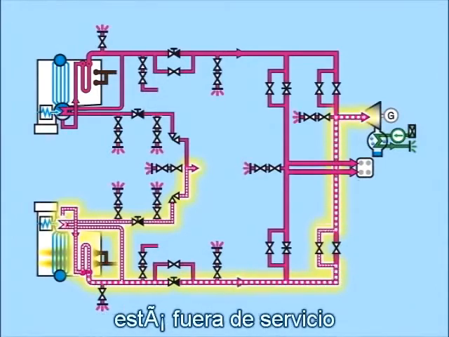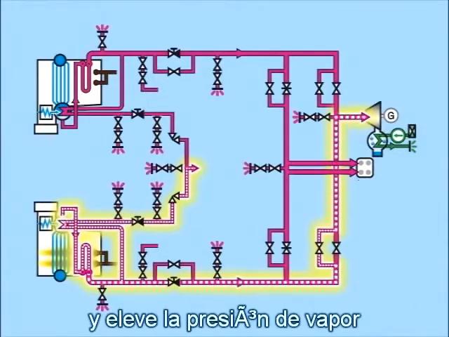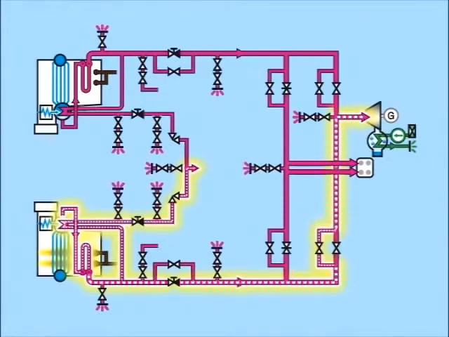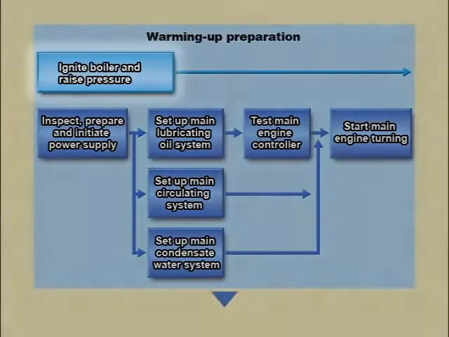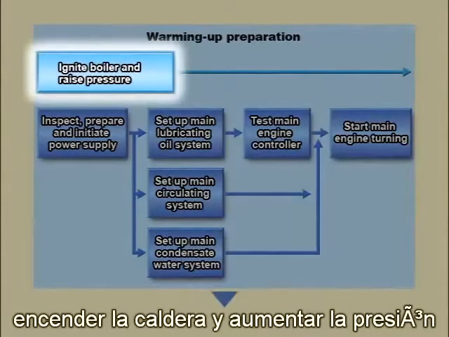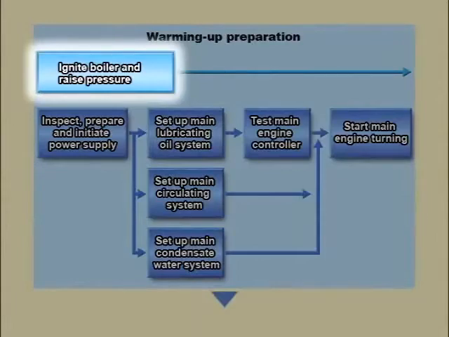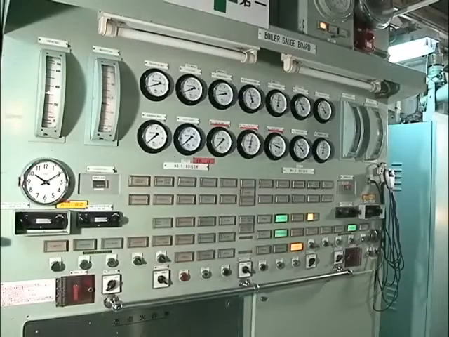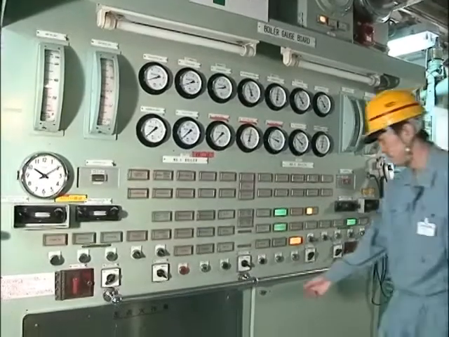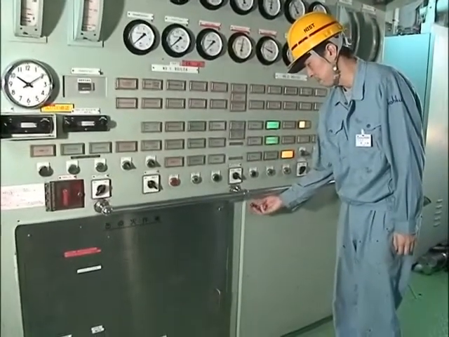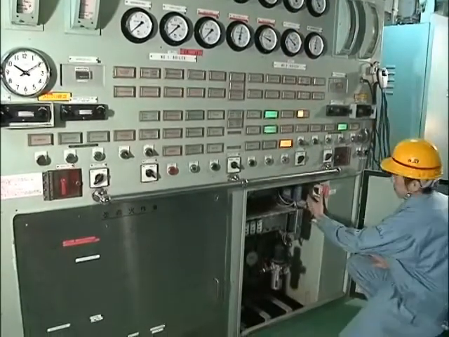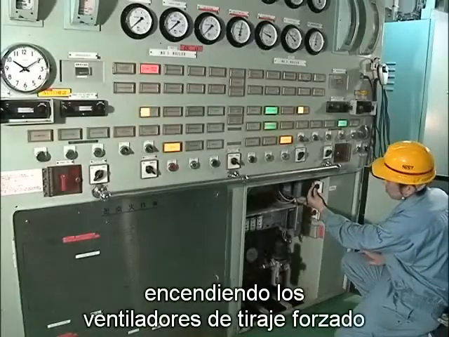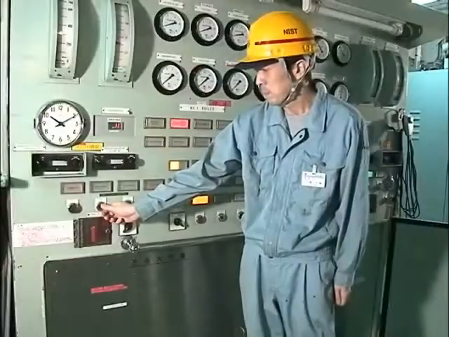Since one of the two main boilers is laid up while in port, ignite it and raise its steam pressure before departure. Ignite boiler and raise pressure. Start pre-purge by starting a forced draft fan, FDF.